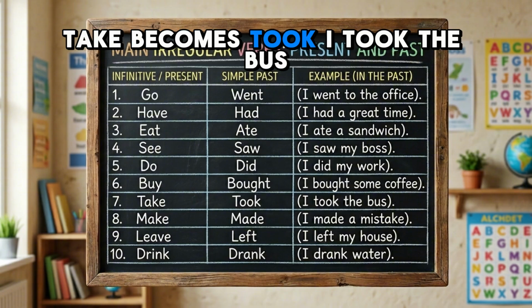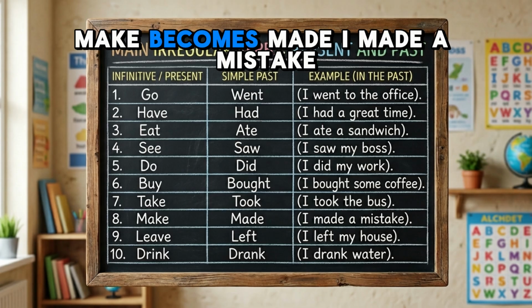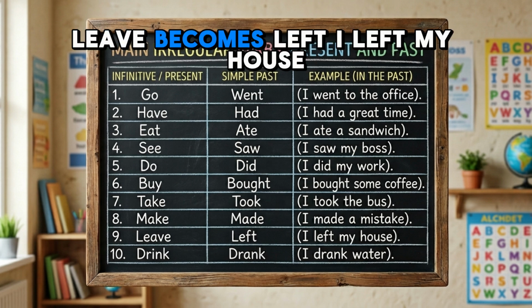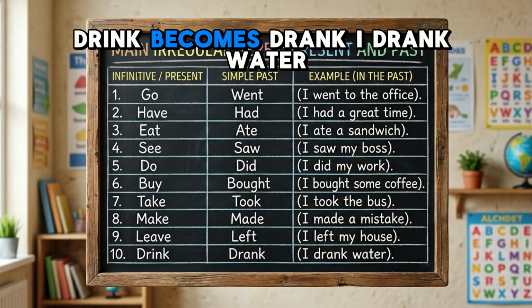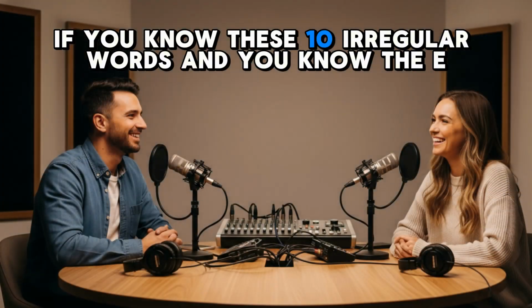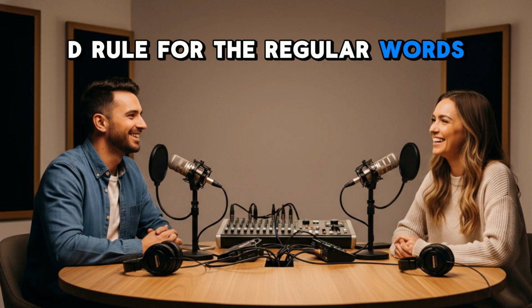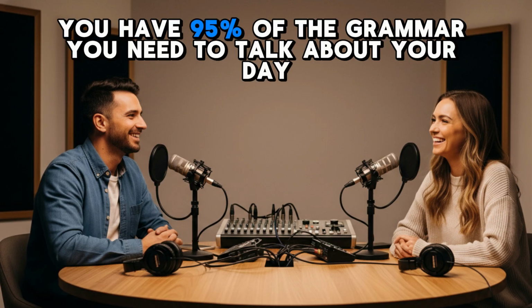Take becomes took. I took the bus. Make becomes made. I made a mistake. Leave becomes left. I left my house. Drink becomes drank. I drank water. If you know these 10 irregular words and you know the ed rule for the regular words, you have 95% of the grammar you need to talk about your day.